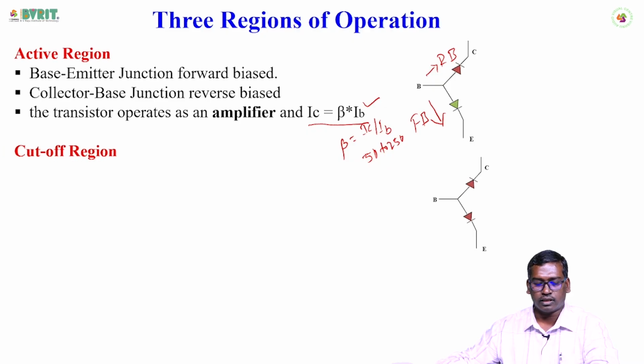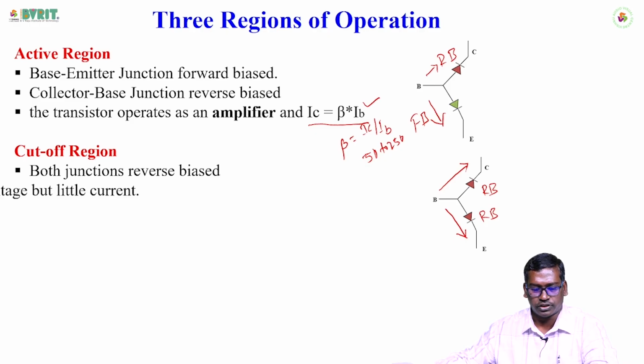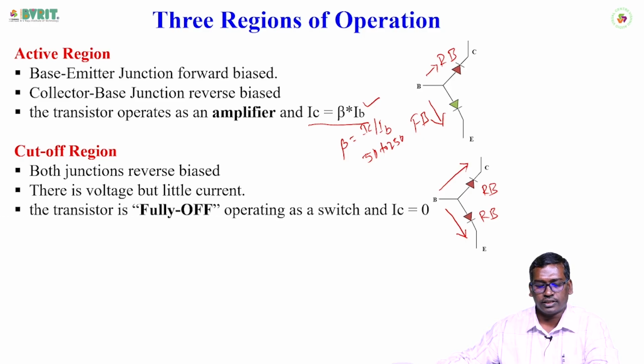And you can see another region, the cutoff region. Both the junctions are in reverse bias. You can see that here it is in reverse bias, and here also it will be in reverse bias: the BE junction and the BC junction. When both the junctions are in reverse bias, the transistor is said to be in the cutoff region. There is voltage but little current. Hence we call the transistor off. The current flowing through IC, the output current, will be 0. Sometimes the leakage current comes into the picture when the device is in the cutoff region.